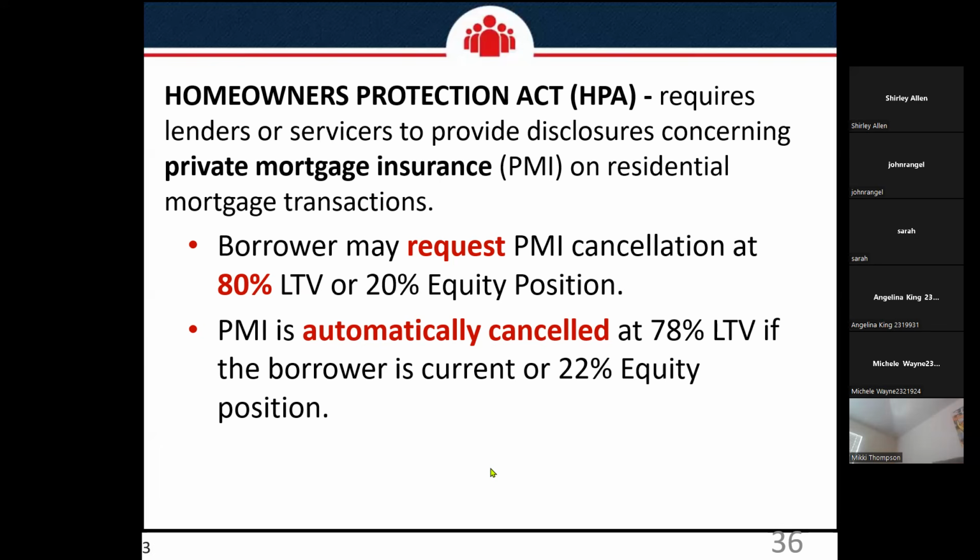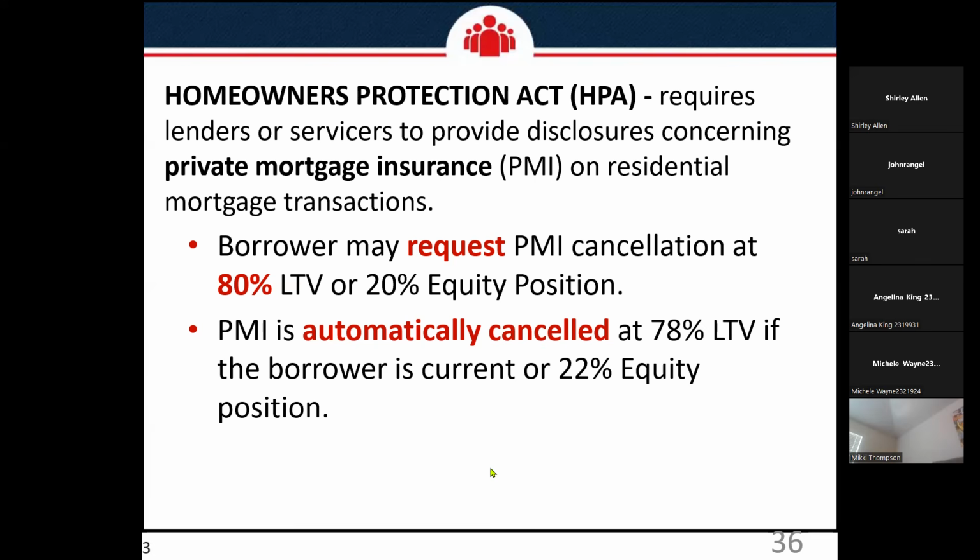But when they turn the question around and ask you about the equity position, well, if you only owe 80%, the equity position means you already put 20% in it. And the same thing with when it can be canceled at 78%. If they're talking to you about the LTV, loan to value, then the answer is going to be 78%. But if they're talking the opposite way about the equity position, then it's going to be 22%.